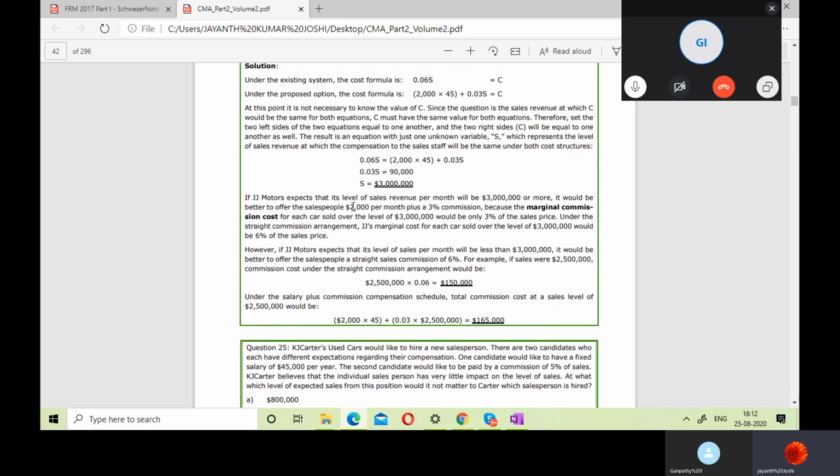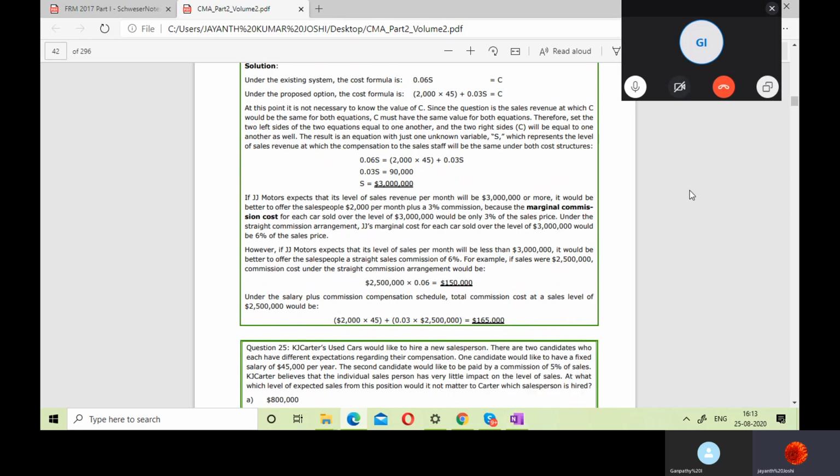If JJ Motors expects that its level of sales revenue per month would be this much, it would be better to offer this much plus 3% commission, because if you see this like $2,000 per month, 45 people if you are paying this. Okay, so 45 people into 2,000 is $90,000. And 0.03 into S is how much? 0.03 into this is, now you can calculate and see in which you are getting a higher cost or a lower cost.